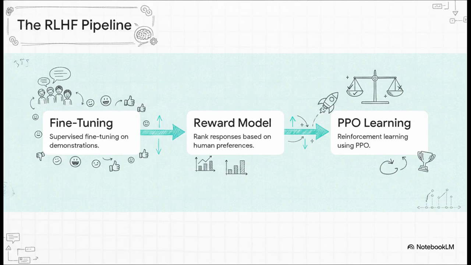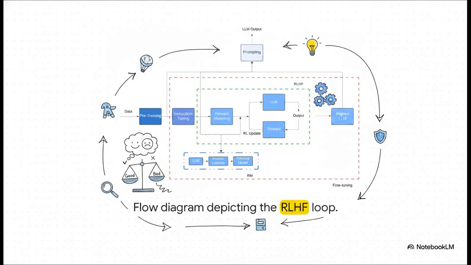First, they do supervised fine-tuning on good demonstrations. Then they build a reward model to rank how well the AI is doing. And finally, they use a reinforcement learning algorithm called PPO to optimize the AI's behavior based on those rewards. Following the flow on this diagram, you can see how human labelers actually score the AI's outputs. They're the ones deciding what's a good response and what's a bad one. That direct feedback trains a reward model, which then automatically guides the main LLM. It iteratively forces the model to align with human intentions.